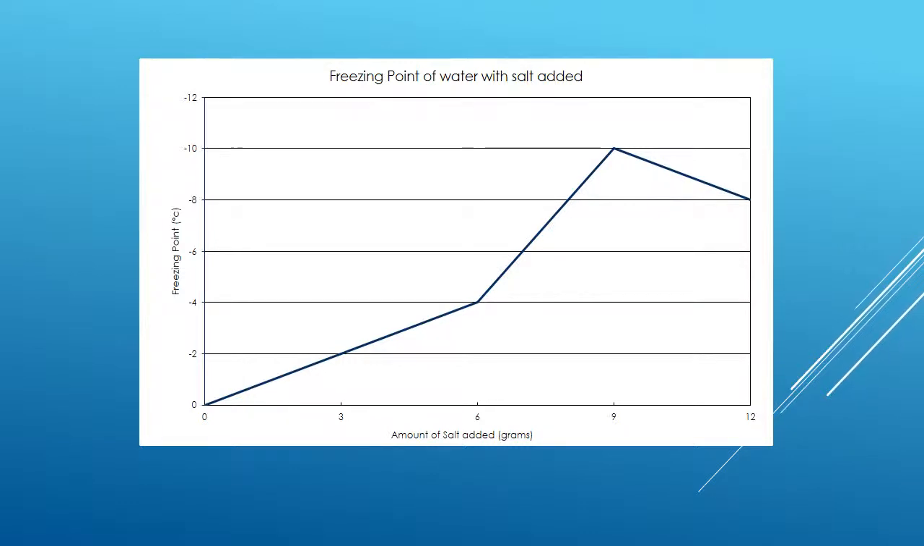This graph has been drawn correctly. It has a descriptive title that explains what the graph is all about. It has axes labels with the correct units. As you can see here, they've written degrees Celsius for freezing point and grams for the amount of salt added. The scale allows for the data to be spread out over the graph area. This effectively represents the data so that it is clear.